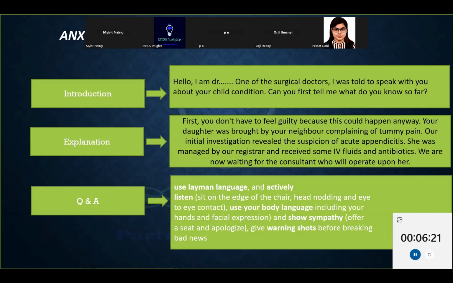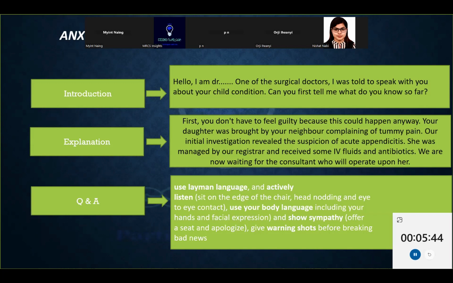I can understand your concerns, and I'm really sorry to say that it can be a serious condition in children, because in younger children, the fat in the tummy is less, so there is a high risk of perforation. Oh no, doctor. What will happen to my child if there is perforation? I can understand your concerns, but please don't worry. We will try our best to save your daughter.